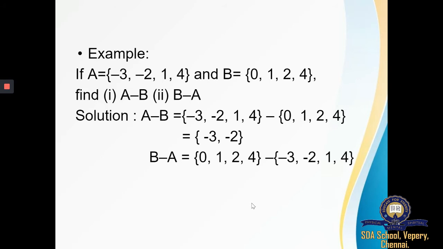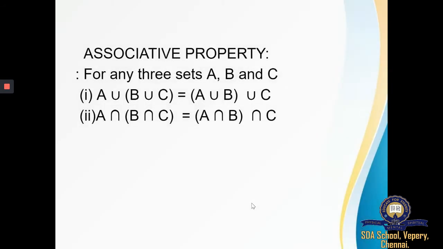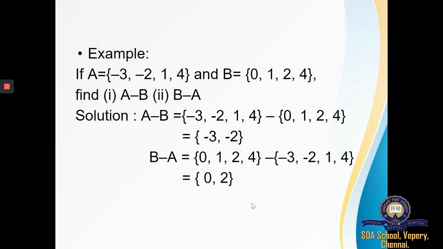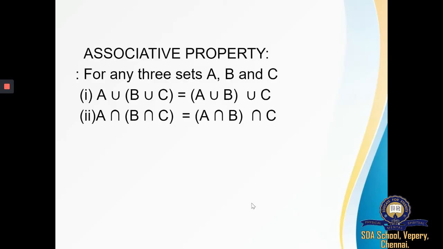So what are the elements of A which are there in B? 1 and 4, right? So we have to remove 1 and 4 from B. So you have to write the left out elements. The left out elements are 0 and 2. Now please observe the solution of A minus B and B minus A. Are they both equal to each other? Definitely no. So we have proved that the set difference is not commutative, right? All right.